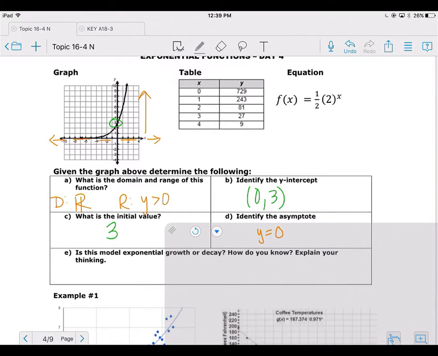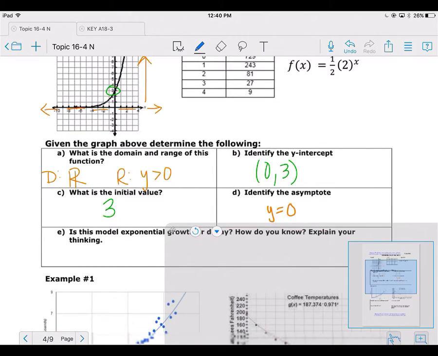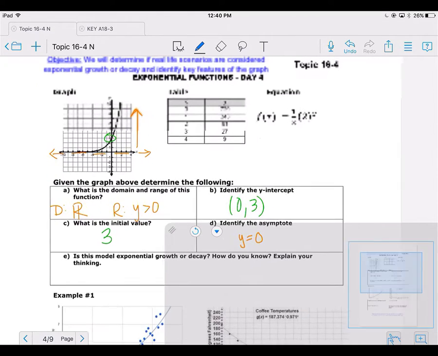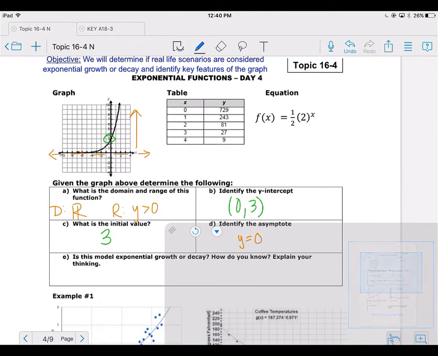Now they are asking us if this model is growing or decaying. So if we look, we have a couple different things going on. Now this graph here does not match this equation. I know it doesn't match the equation because my initial value on the equation is 1/2, but on the graph it's 3. So both my graph and my equation are growing, and my table is decaying.